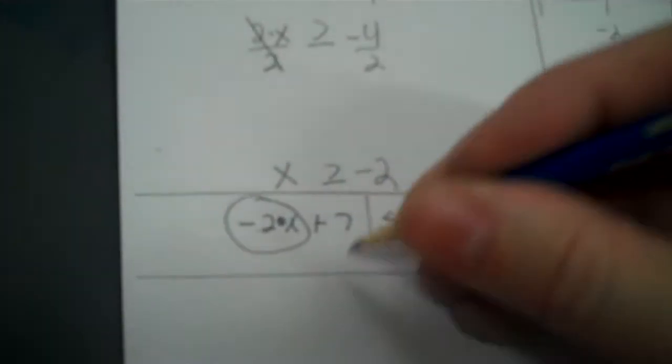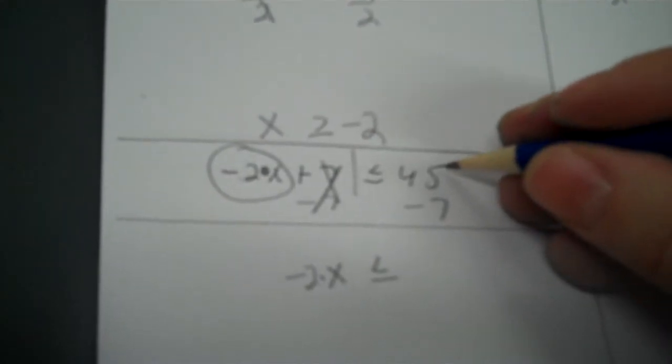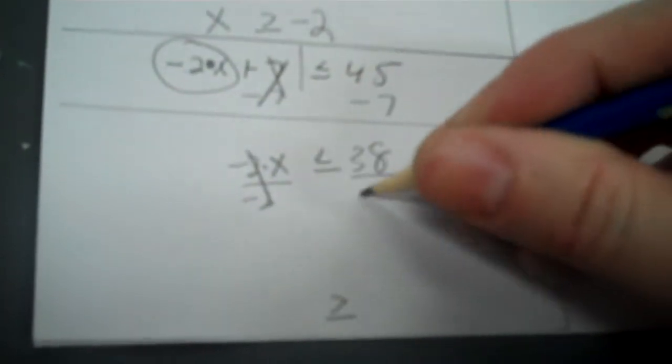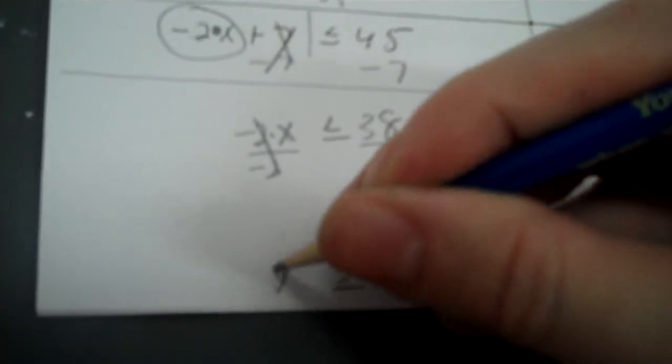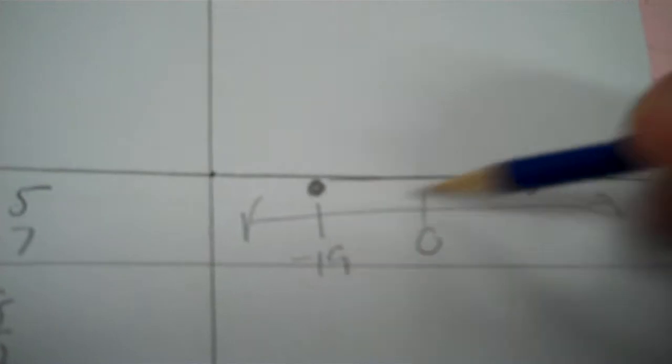Alright, now solve. Keep it lined up. Solve means get the x by itself. So minus 7, minus 7. So you got negative 2 times x, and then 45 minus 7 is 38. Then I divide, and now the x is by itself, so the x is here, so write it here. 38 divided by negative 2 is negative 19. Circle, fill it, and it opens towards the x, so it goes this way. So x can be any number going that way.